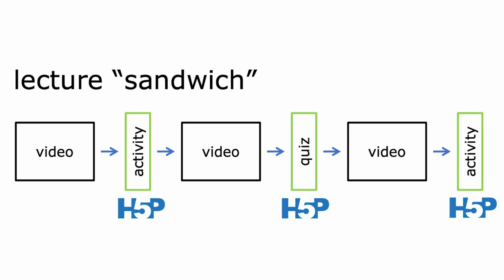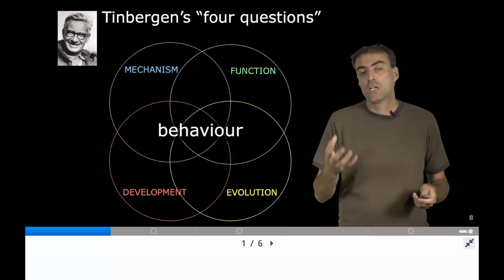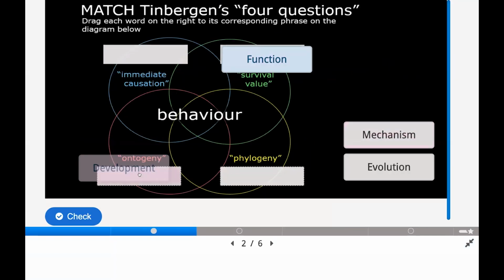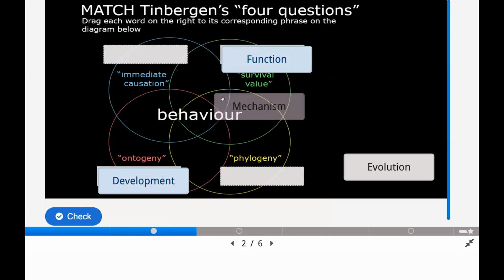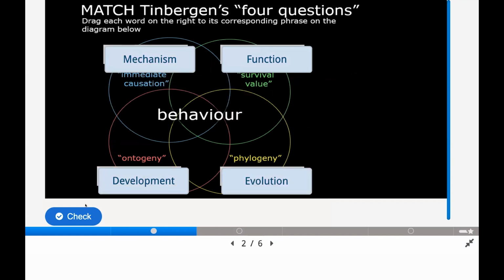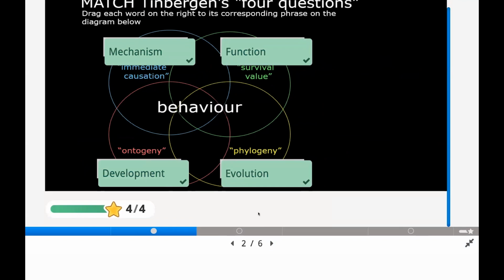There are two formats that you can use. The first one, simply take the same content that you would normally present in a 50-minute pre-recorded lecture, break it up into smaller pieces of 1 to 2 minutes, and then sandwich those around H5P activities that are designed to reinforce the learning concept that you're presenting in those shorter videos.